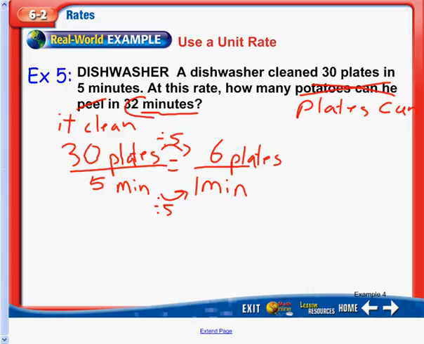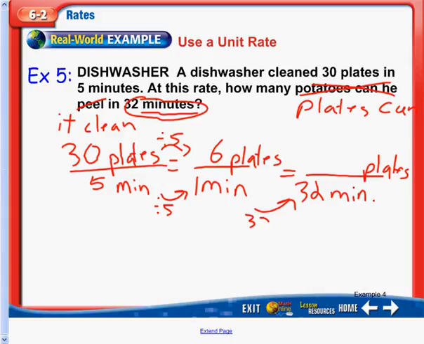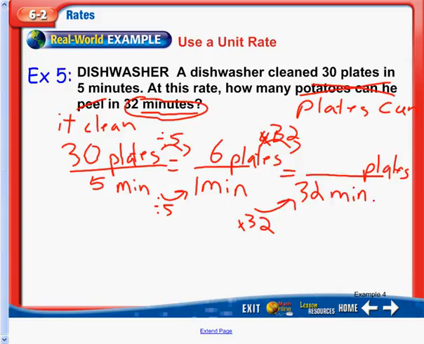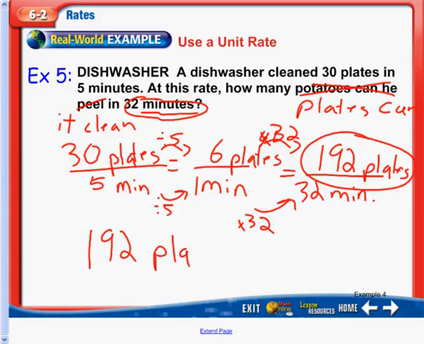Now we have to plug in 32 minutes. So now we go one more where we have 32 minutes, and now we're trying to find how many plates. So 1 to 32 is times 32. 6 times 32. Again, we want times 32, so we'll break out our calculator. 6 times 32 equals 192. So our answer here is 192 plates. So I would rewrite that 192 plates in 32 minutes.